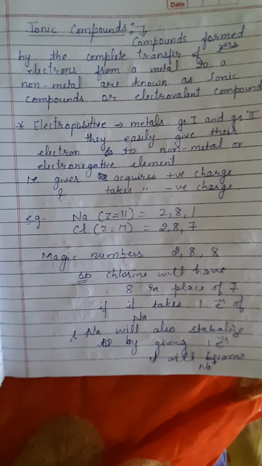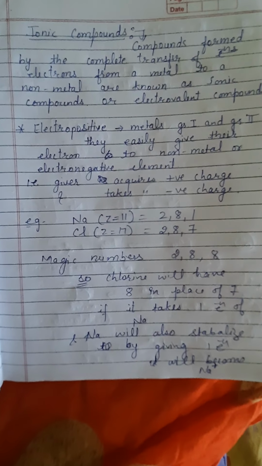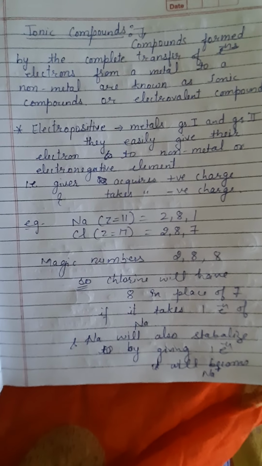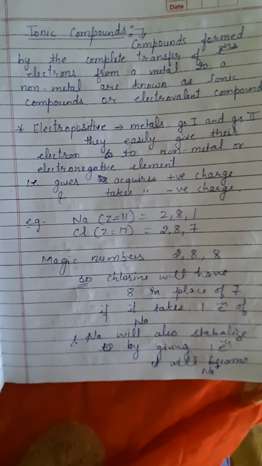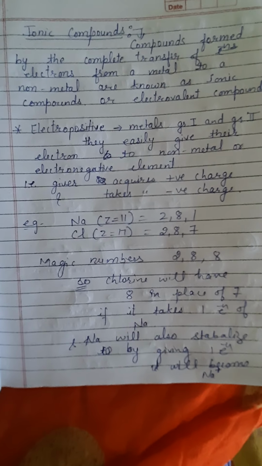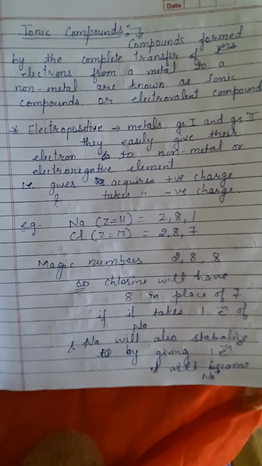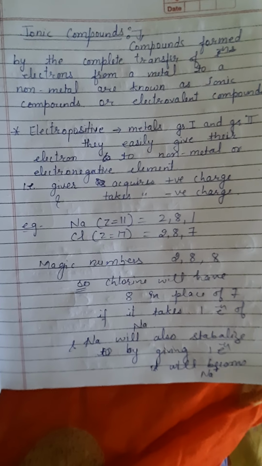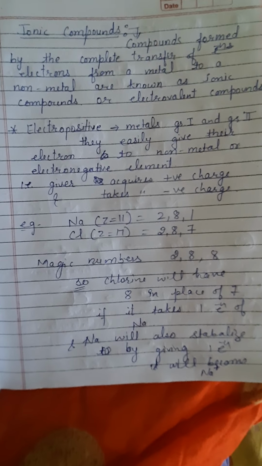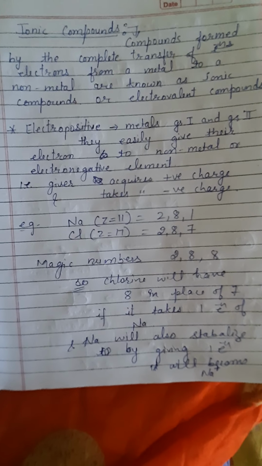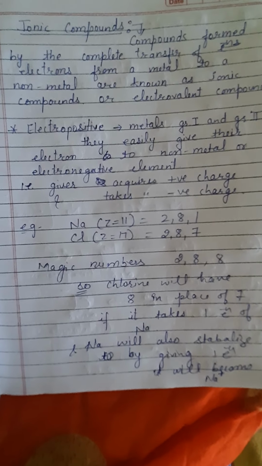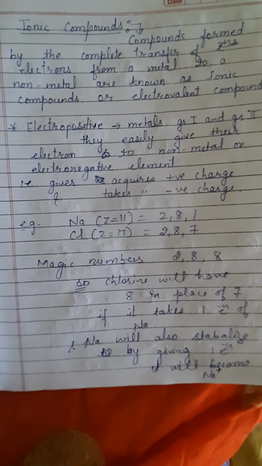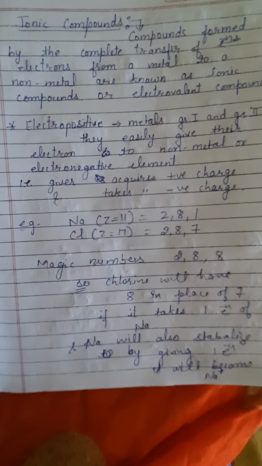What are ionic compounds? Ionic compounds are formed by the complete transfer of electrons. It means from one element there will be the complete transfer of electrons to the other element. Such a transfer will be from an electropositive element to an electronegative element. Electropositive elements are generally, you can take the example of group 1, group 2 elements.